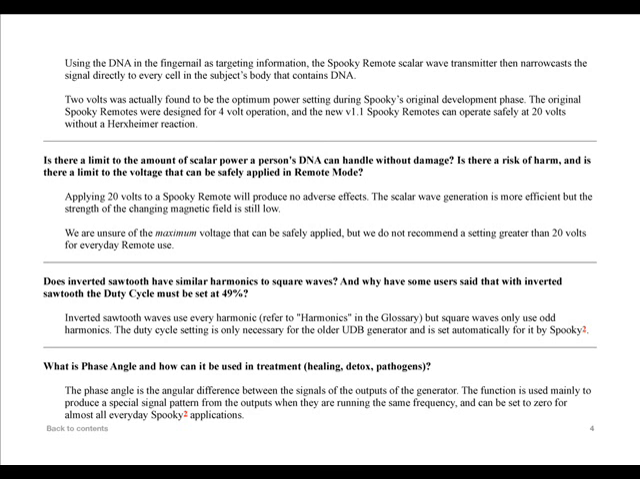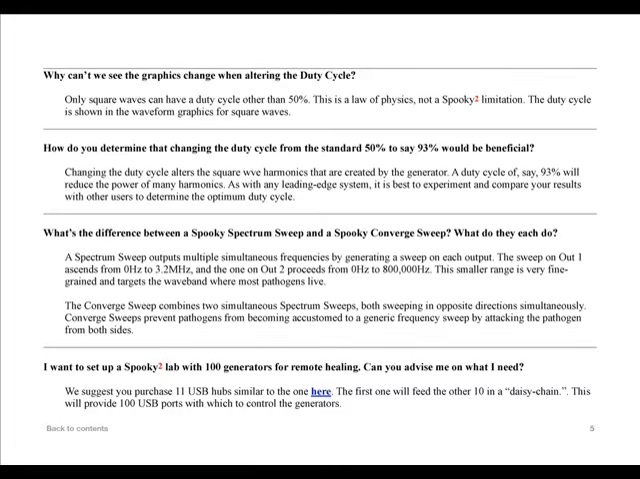What is phase angle and how can it be used in treatment, healing, detox, pathogens? The phase angle is the angular difference between the signals of the outputs of the generator. The function is used mainly to produce a special signal pattern from the outputs when they are running the same frequency, and can be set to zero for almost all everyday Spooky2 applications. Back to contents 4.